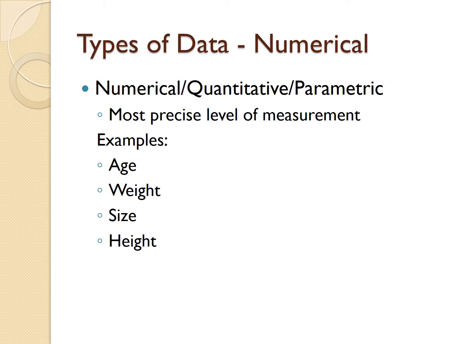The third and the most useful type of data is numerical data. This is the most precise level of measurement. It includes metrics that can be measured using a numerical scale instead of classification. Examples of numerical data could be age or weight, size, height, or anything that could be numerically measured. Numerical data is also often termed as quantitative or parametric.